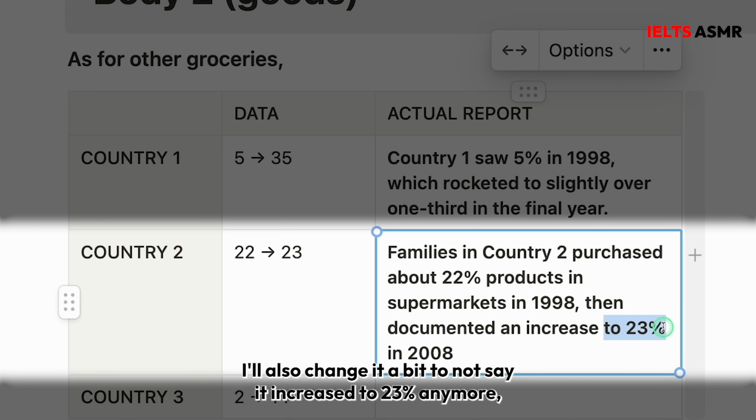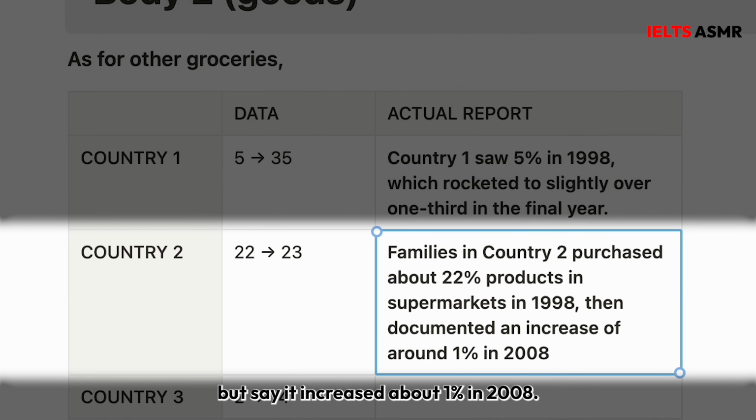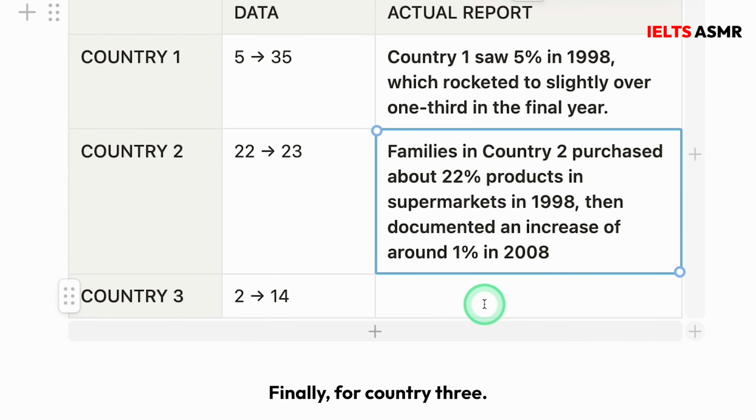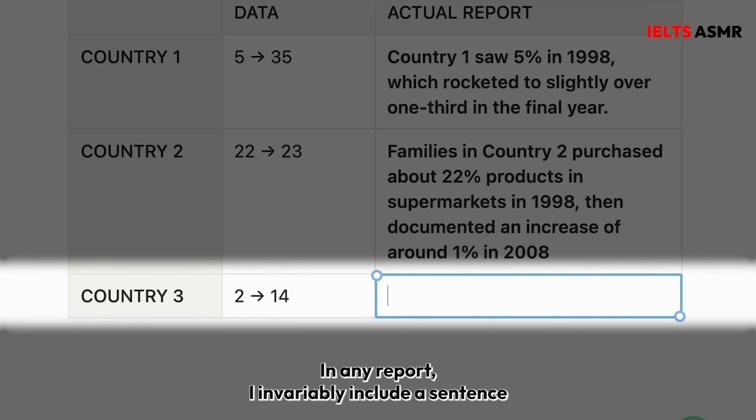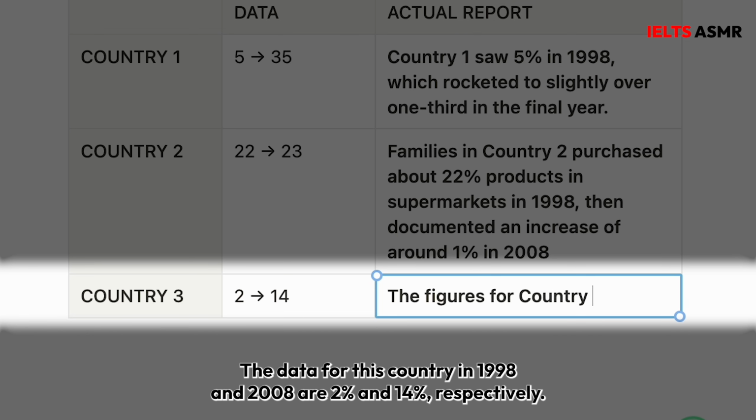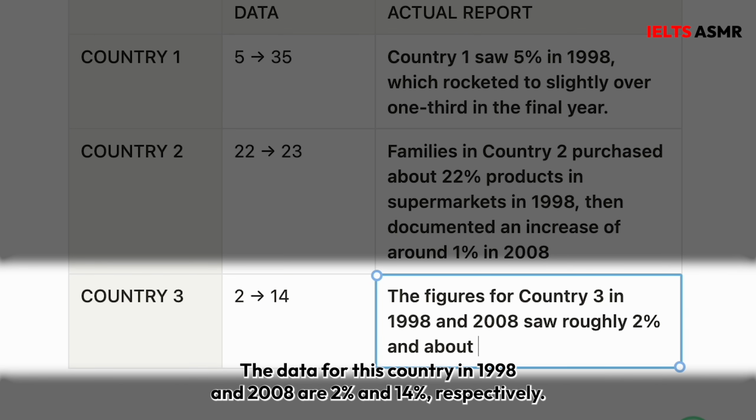I'll also change it a bit to not say it increased to 23% anymore, but say it increased about 1% in 2008. Finally, for country 3, in any report, I invariably include a sentence with respectively because it's simple and effective. The data for this country in 1998 and 2008 are 2% and 14% respectively.